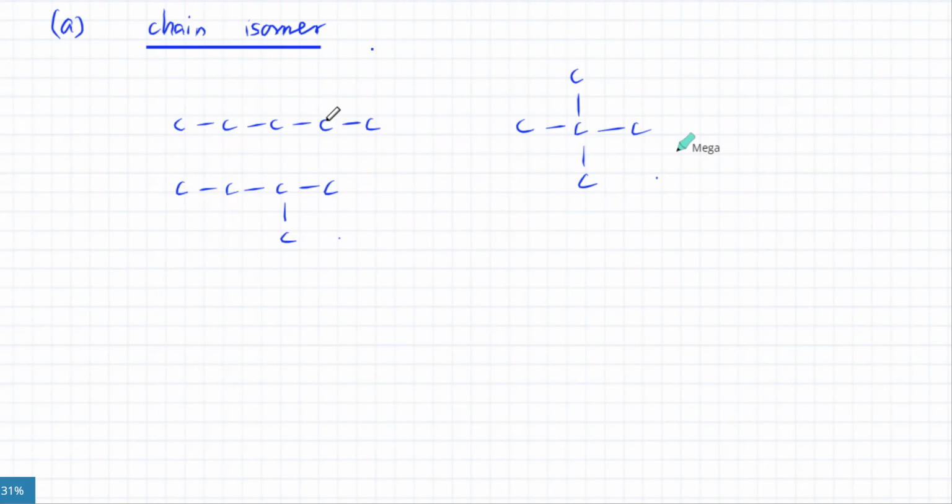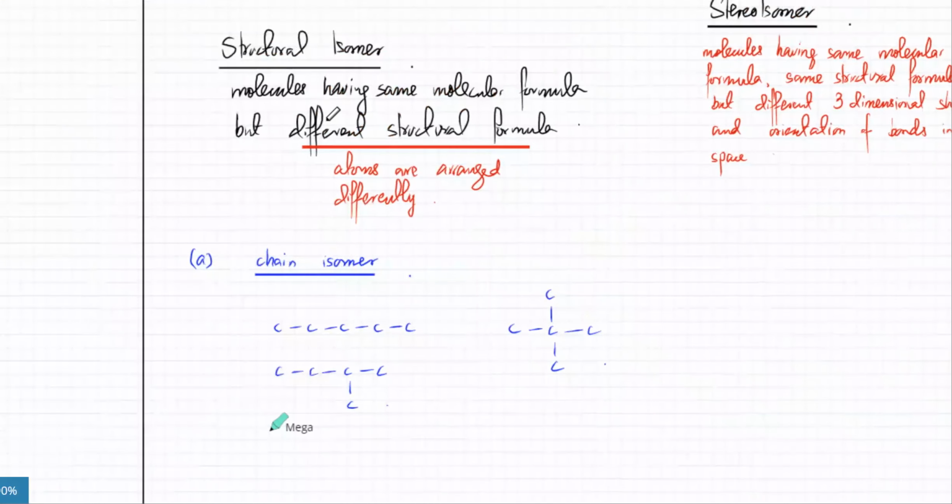Yes, sir. So I have a question. Isn't this a structural isomer? That is part A of a structural isomer. That's the first version. I thought stereoisomer is good. Okay. We're ignoring stereoisomers right now. We're not doing that right now.